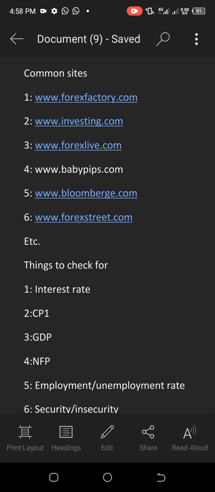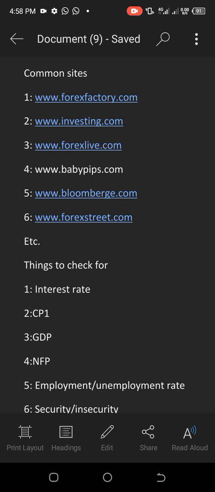CPI, consumer price index, also affects and has volatility in the market. Also have to look out for it. GDP, this is about local production. It also tells how well an economy is doing.